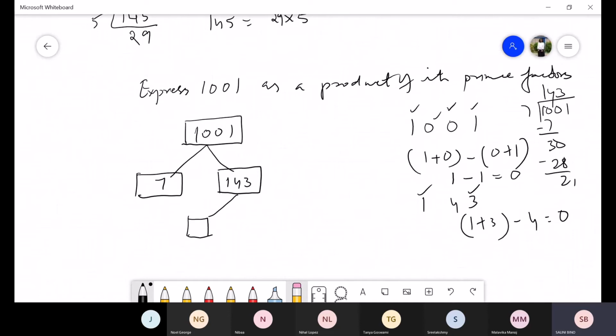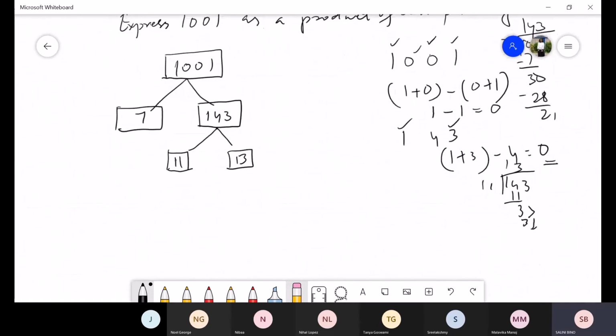What is the divisibility rule of 11? Alternate digits you add and then subtract. So if you're getting 0, then we can come to the conclusion that it is divisible by 11. So you can divide 143 by 11, and 143 divided by 11 is 13. So I'll write here 11 and the other factor is 13.